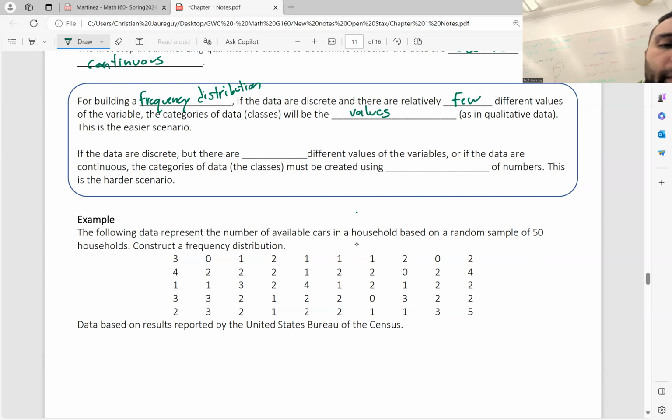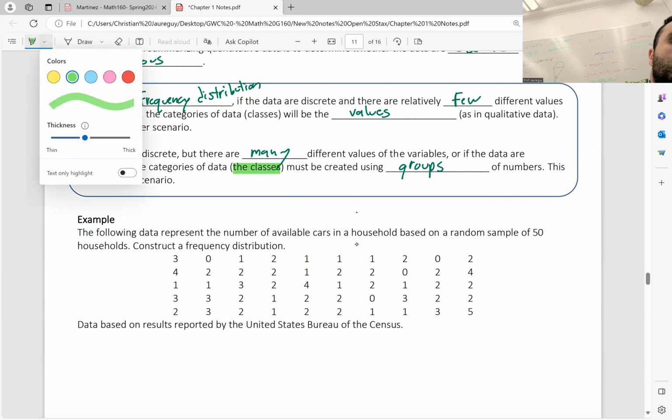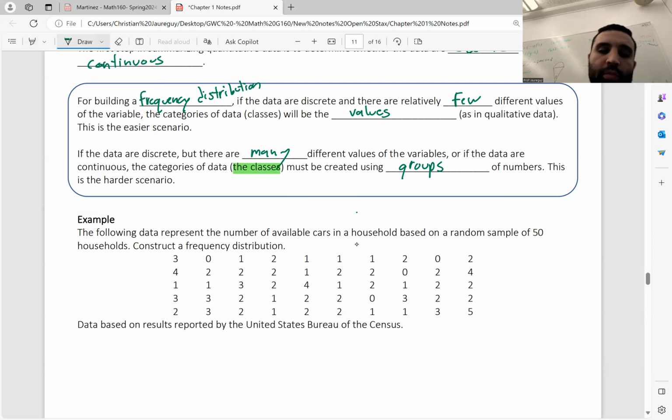But if there are many different values of the variables, or if the data is continuous, the categories of data, the classes, must be created using groups of numbers. These are what we call classes. Groups of numbers. This is the harder scenario. Neither is really that hard. There's a good chance you actually went over this last semester.